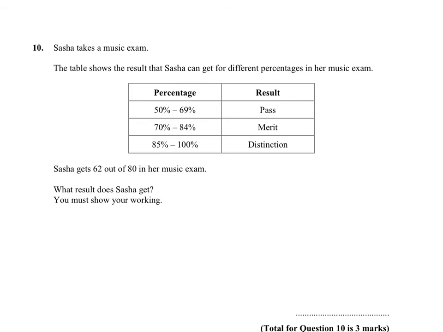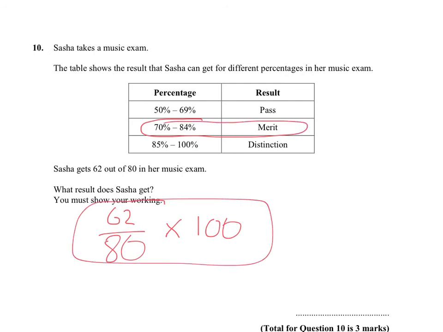Sasha takes a music exam, so she's got 62 out of 80, and if we type that in a calculator, 62 divided by 80, we get a decimal. To turn it into a percentage, we times by 100, and the answer comes out as 70 something, which is a merit mark. So you get a mark if you've got that, or the equivalent working out, or the answer, and then a mark for saying it's a merit.